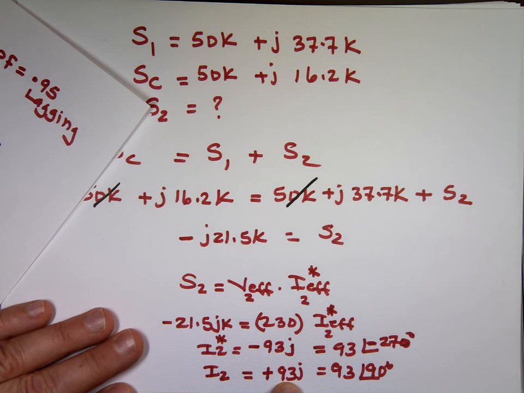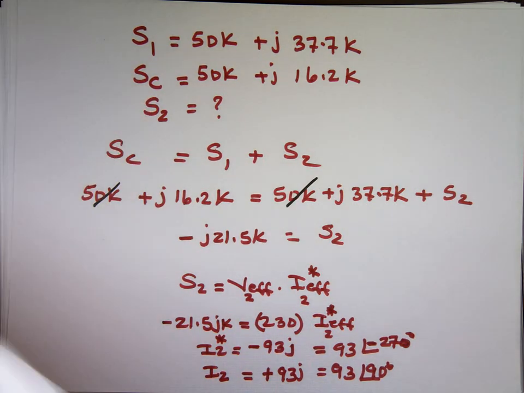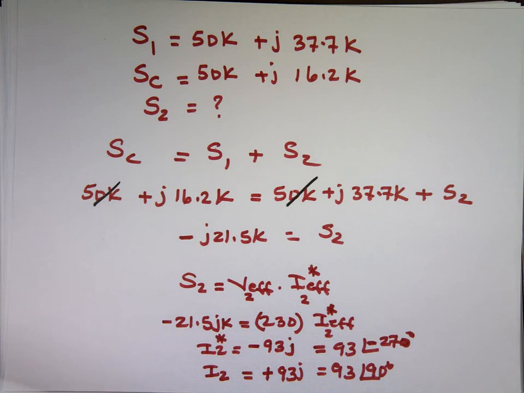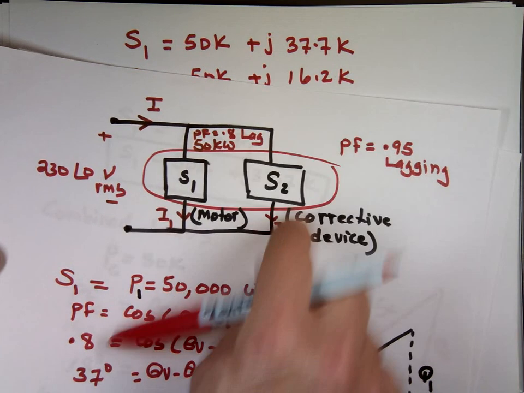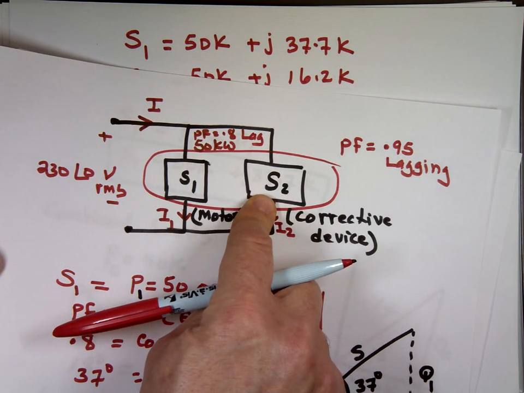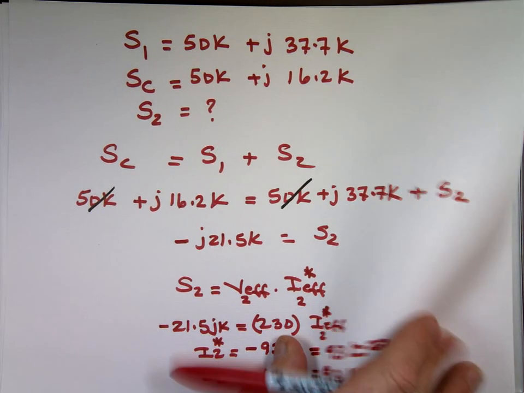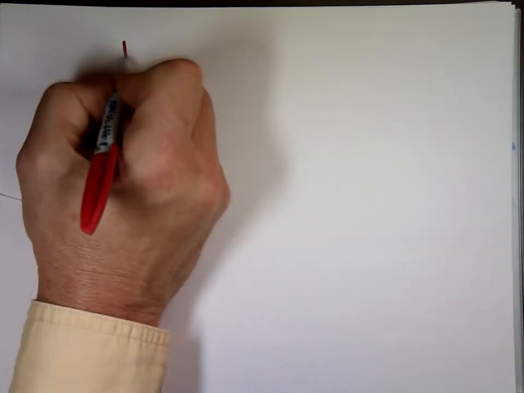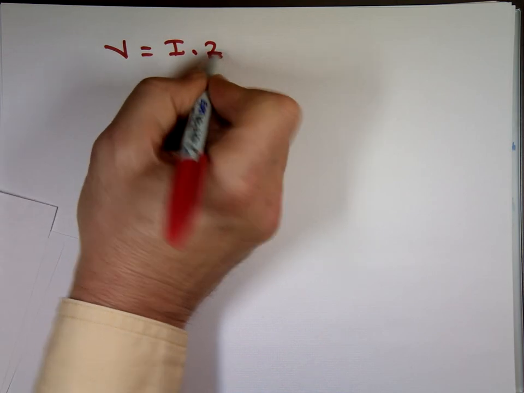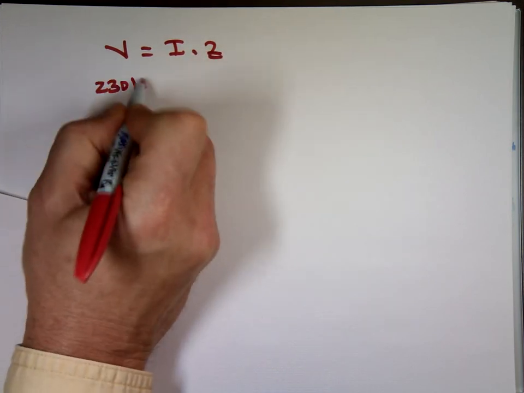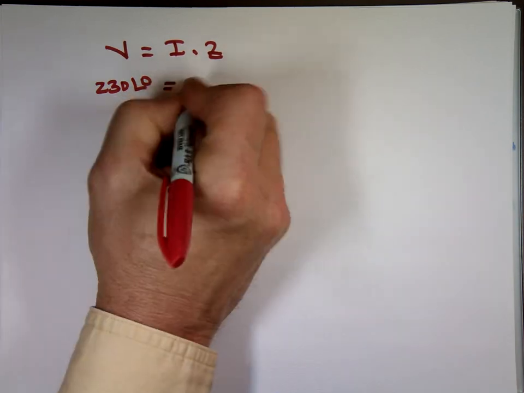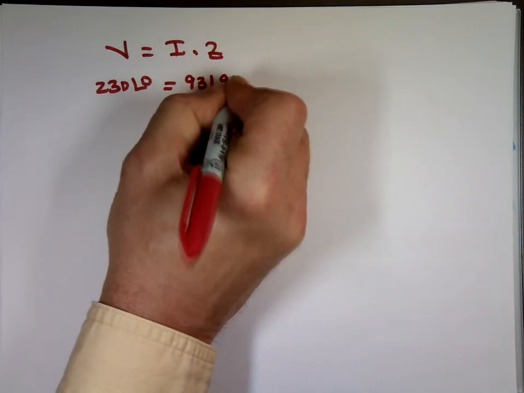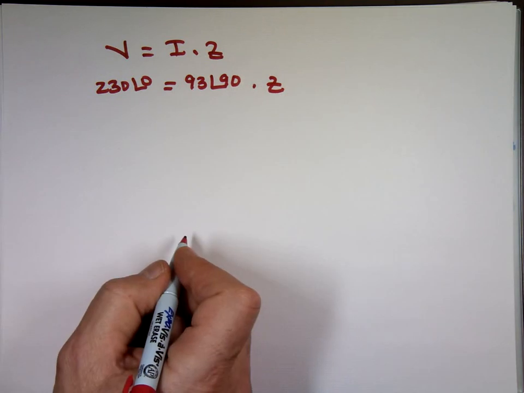The question is, what do we need to put there? We know the voltage, we know the current. Can we figure out what Z is? Remember, we know the voltage here, we know the current through it. Can you get the impedance of that one? So the last piece is, what is the impedance? We know V equals I times Z. We know the voltage is 230 angle zero. We know the current through it, we just calculated that, 93 angle 90. Can we get what Z is? What is Z equal to?